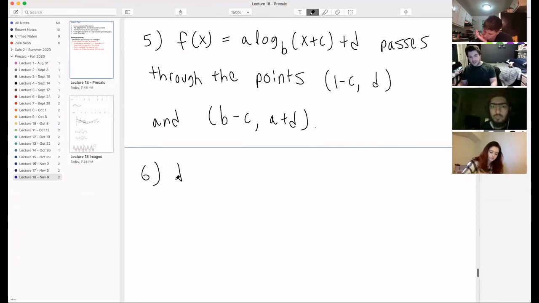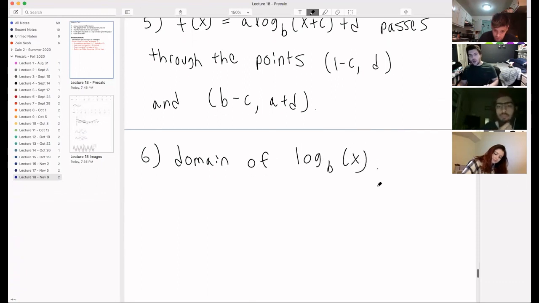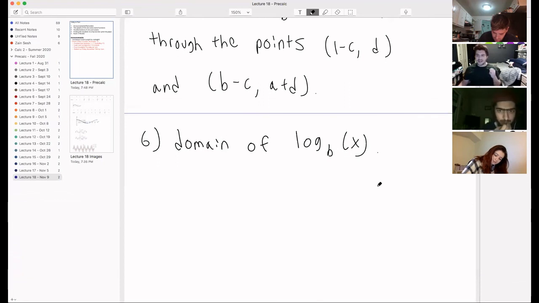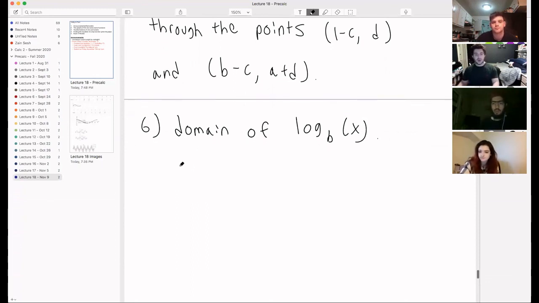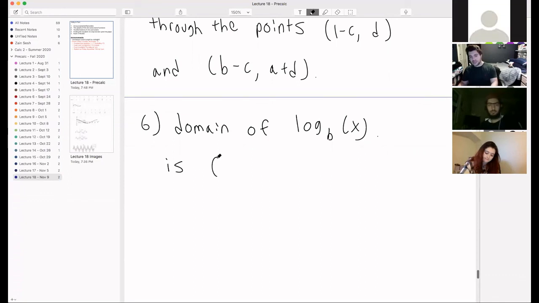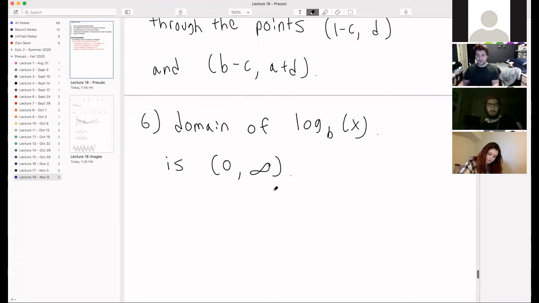Okay, how about the domain? Domain of log base b of x. What is the set of allowed x values to plug into a logarithm? What is legal? What's permissible to substitute into a log function? Well, that will just be 0 to infinity, not including 0. It's the open interval 0 to infinity.